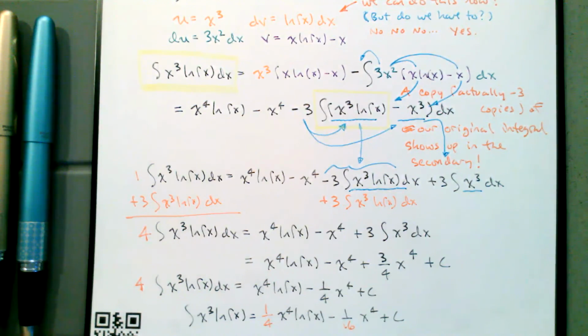But since the x cubed natural log of x was just the original integral, I moved those 3 to the other side to get 4 of my originals. And all I had to integrate was the x cubed as my secondary.